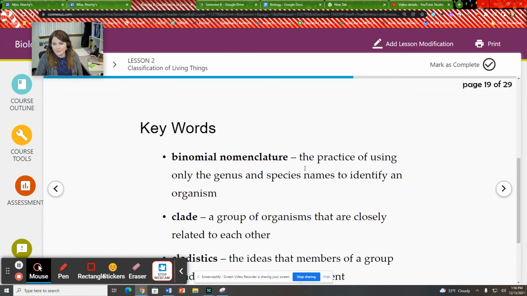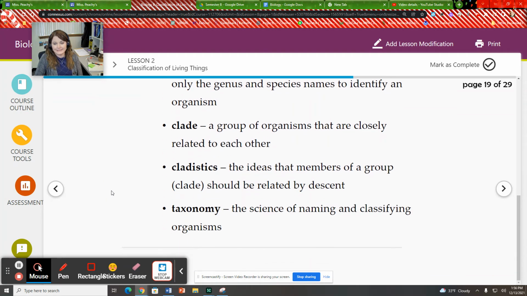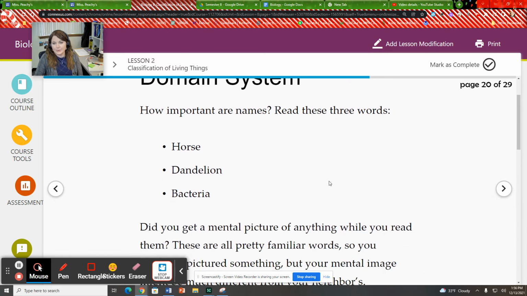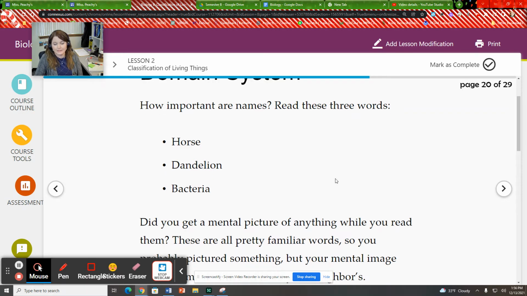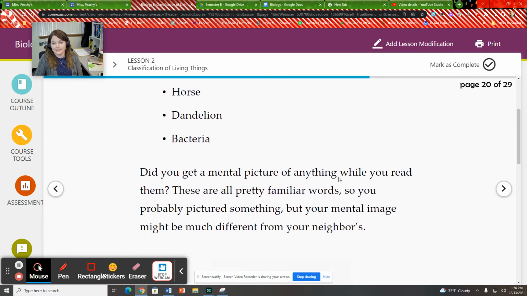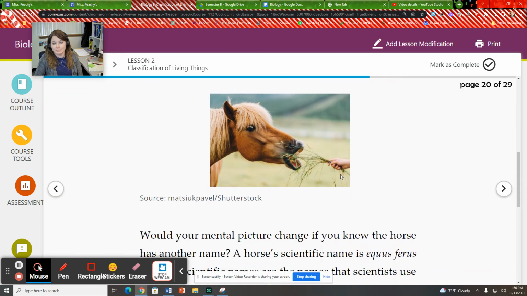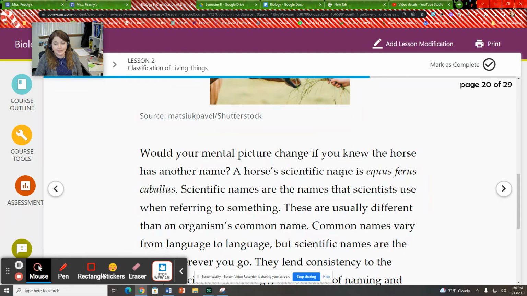In this next section, we have the keywords binomial nomenclature, clade, cladistics, and taxonomy. All right, so it talks first about how when you look at words like horse and dandelion and bacteria, we all have a different mental image of what that might look like to you. But that mental image may be different from somebody else who's looking at the same word. That's what's known as a common name.